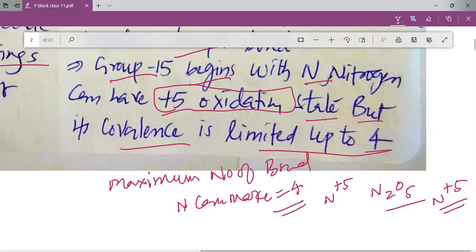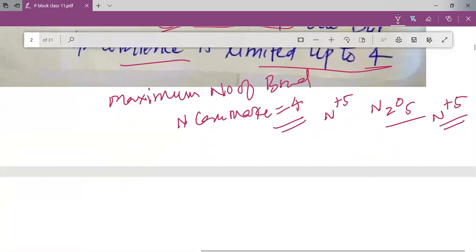If you look at the N2O5 structure, my dear students, you will find that each nitrogen is bonded in this manner.